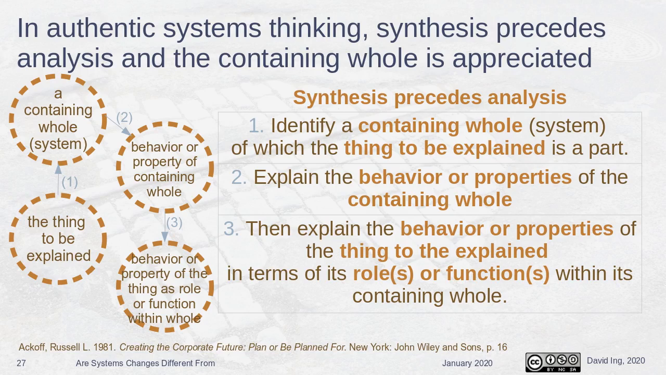Then explain the behavior or property of the thing to be explained in terms of its role or function within the containing whole. So when you get on the streetcar and the streetcar is late, think twice about yelling at the person driving the streetcar. The guy's got one control, right? It's on or off. So there's not much control they actually have, but the containing system has lots of control. Synthesis before analysis is a really tough thing to do. But this is what systems thinkers actually get you into: not yelling at that streetcar driver.